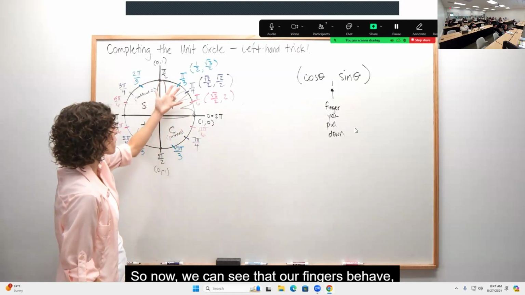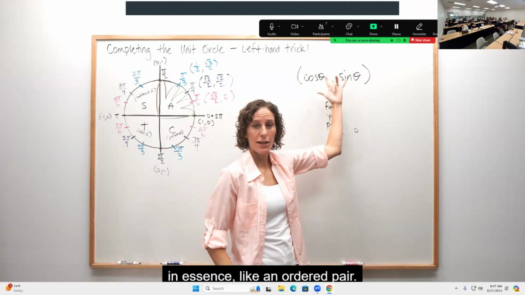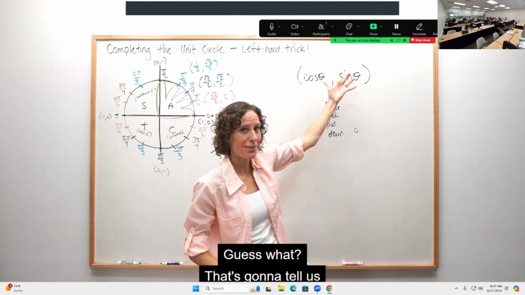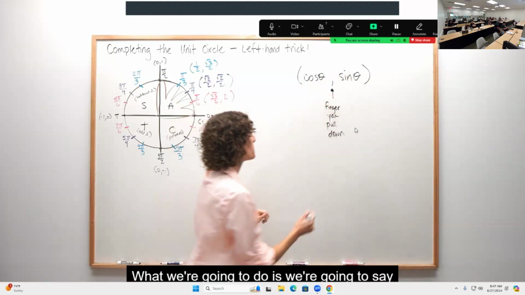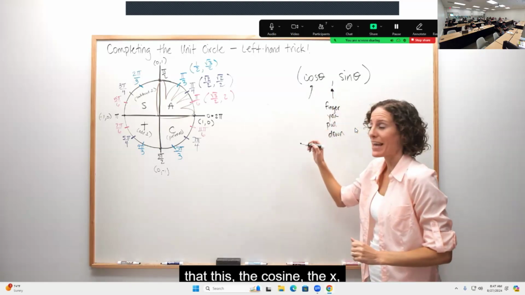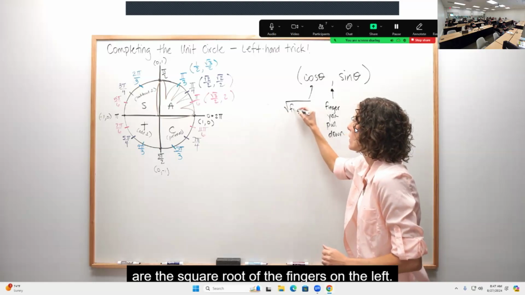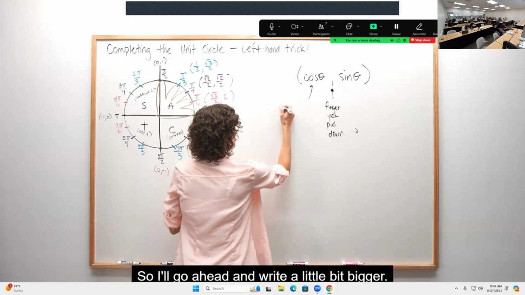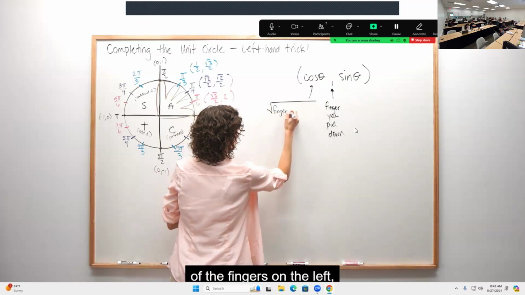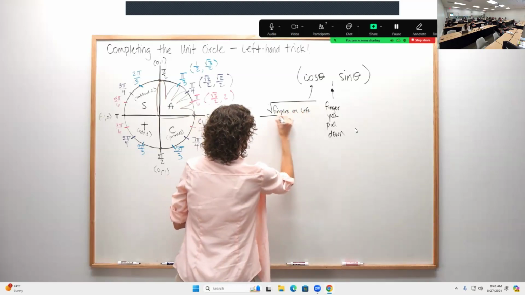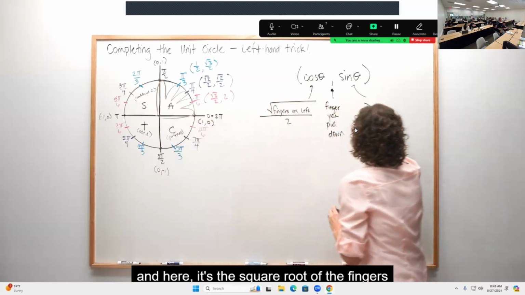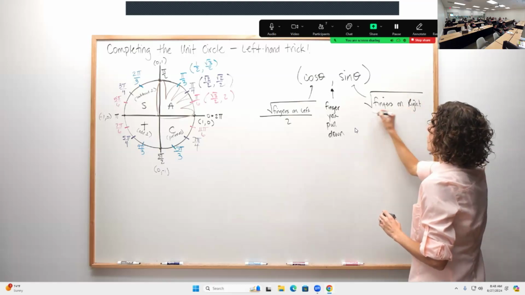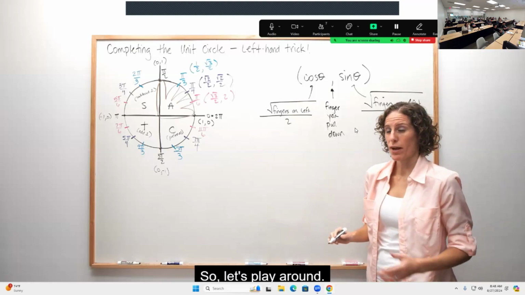So now, we can see that our fingers behave, in essence, like an ordered pair. Our finger that's pulled down behaves like the comma, and we see fingers to the right and to the left. Well, guess what? That's going to tell us exactly what's the cosine and what's the sine. The cosine, the x, is the square root of the fingers on the left, all divided by 2. And here, it's the square root of the fingers on the right, all divided by 2.